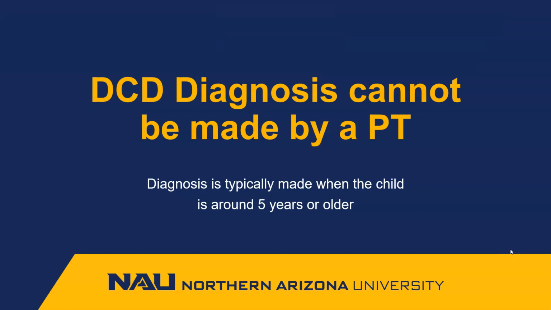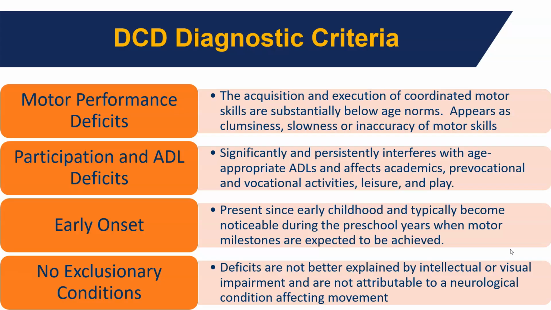This is important to understand. A developmental coordination disorder diagnosis cannot be made by a physical therapist. Diagnosis is typically made when the child is around 5 years old or older. So there are specific DCD diagnostic criteria that the patient needs to meet all 4 of these in order to get a diagnosis of developmental coordination disorder. And they are motor performance deficits, participation in ADL deficits, early onset, and no exclusionary conditions.